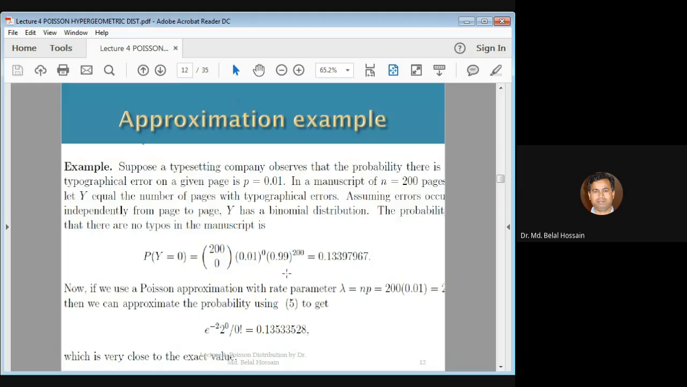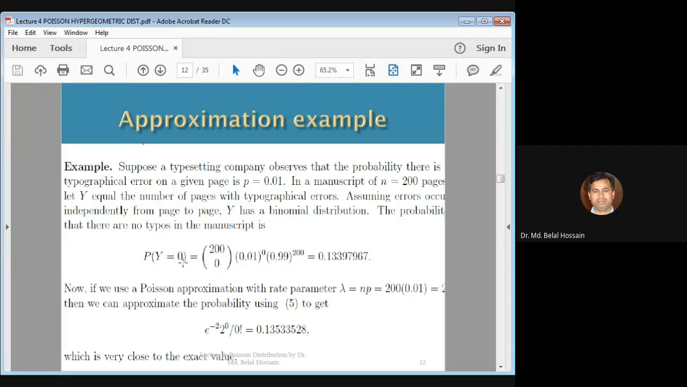For example, suppose a typesetting company observes that the probability there is a typographical error on a given page is p equals 0.01. In a manuscript of n equals 200 pages, let y equal the number of pages with typographical errors. Assuming errors occur independently from page to page, y has a binomial distribution. The probability that there are no typographical errors in the manuscript is when y equals 0.